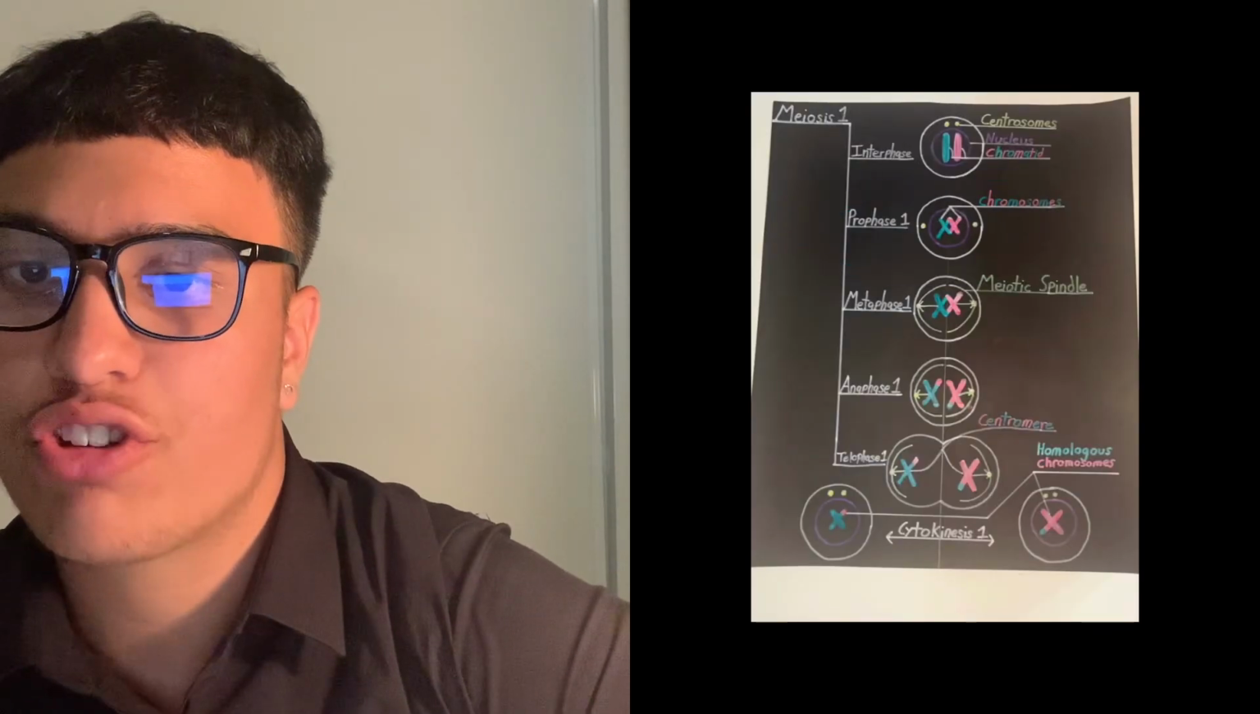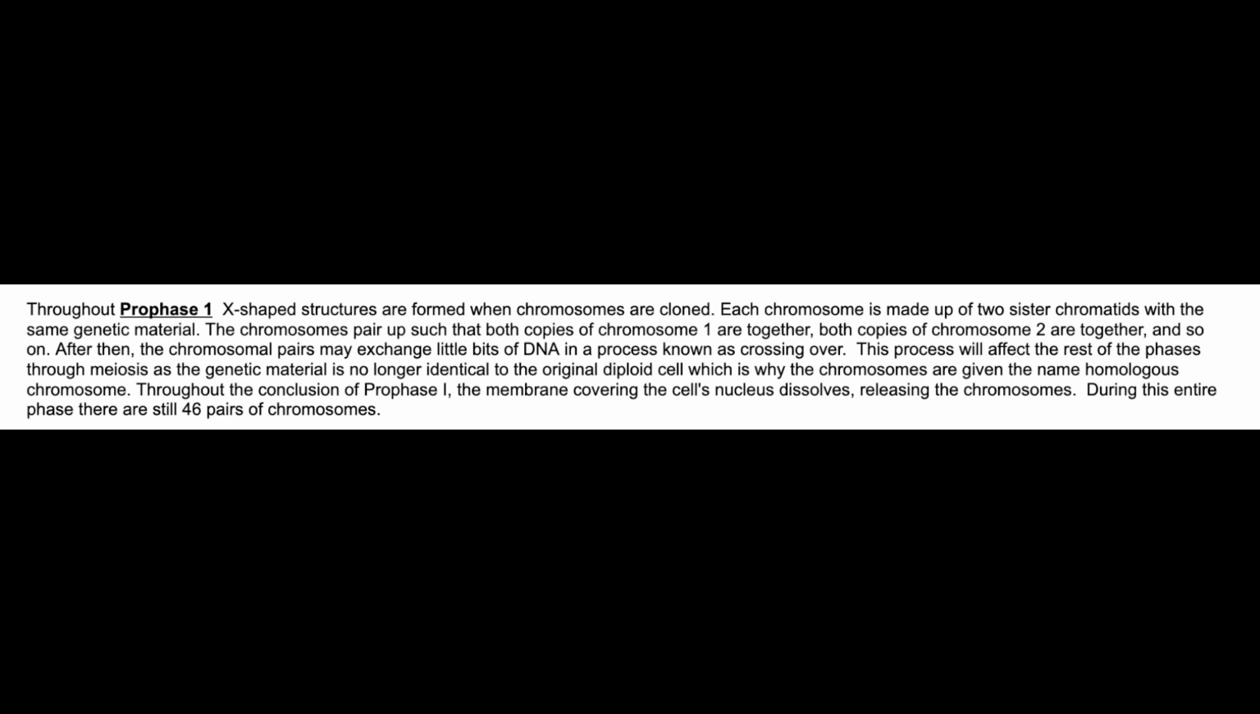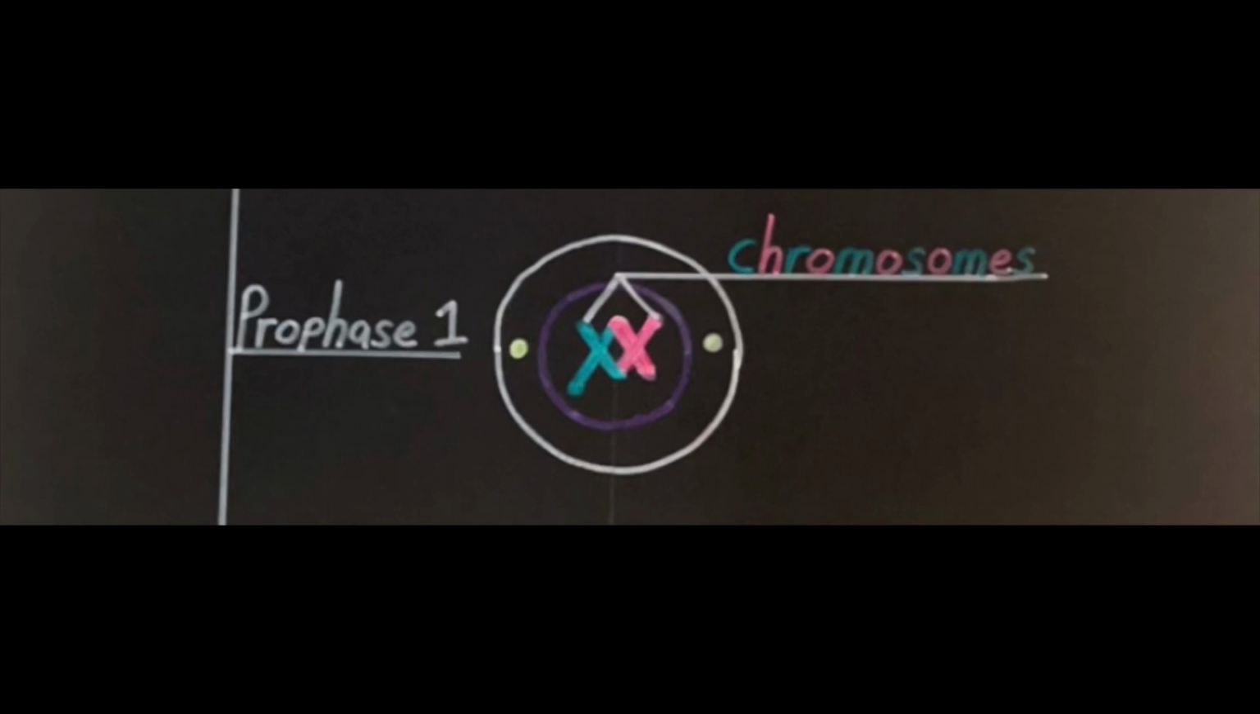Throughout prophase 1, X-shaped structures are formed when chromosomes are cloned. Each chromosome is made up of 2 sister chromatids with the same genetic material. After then, the chromosomal pairs may exchange little bits of DNA in a process known as crossing over. This process will affect the rest of the phases through meiosis, as the genetic material is no longer identical to the original diploid cell, which is why the chromosomes are given the name homologous chromosome. Throughout the conclusion of prophase 1, the membrane covering the cell's nucleus dissolves, releasing the chromosomes.